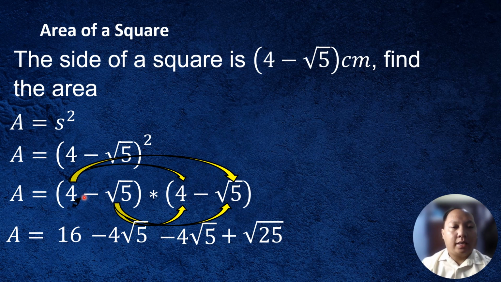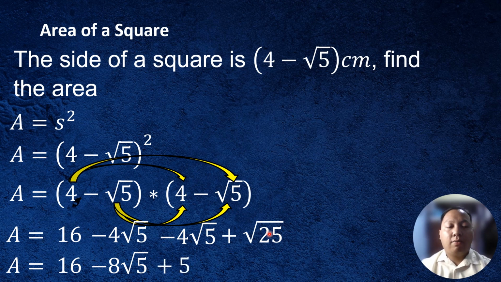Now, again, we got these four values through the FOIL method. Let's take them one by one. Bring down 16. Now, the negative 4 square root of 5 and this negative 4 square root of 5, if you owe 4 and you owe another 4, then you owe 8. So, negative 4 square root of 5 minus 4 square root of 5 is negative 8 square root of 5. Now, this positive square root of 25, we know that it is 5.